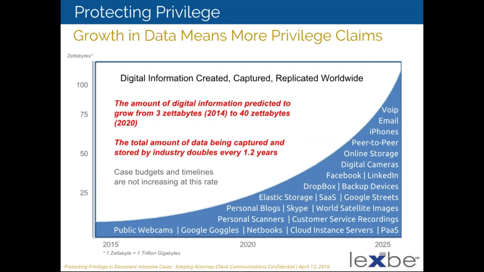This other stat I think is really more meaningful to me, and this one's held steady for several years: the total amount of data captured and stored by industry doubles every 1.2 years. So that means every year the data in a typical case is doubling, and software and review procedures need to be getting more efficient 100% every year just to keep up, just to tread water.